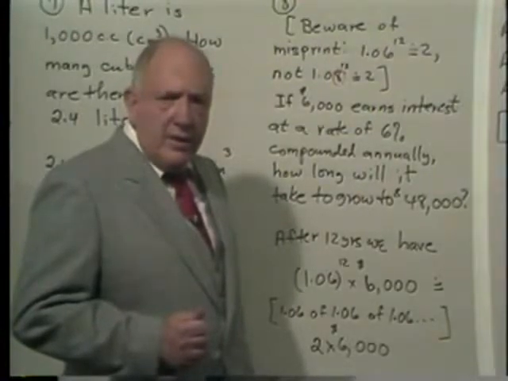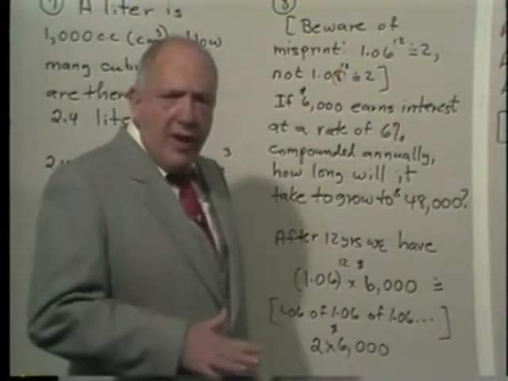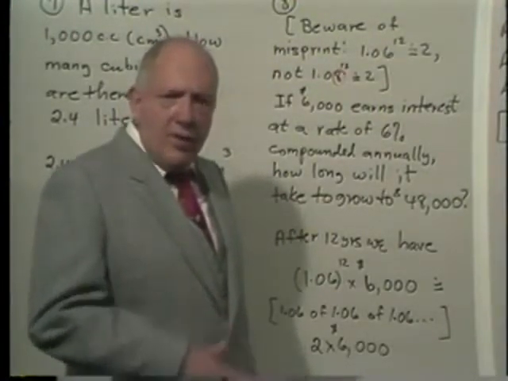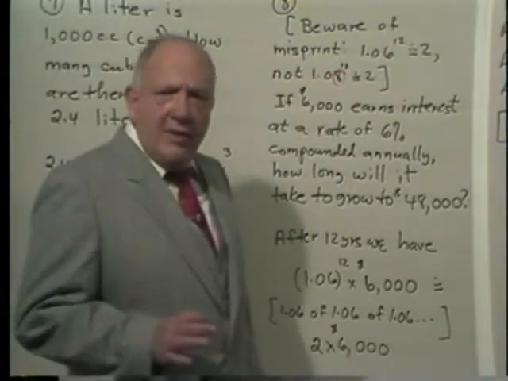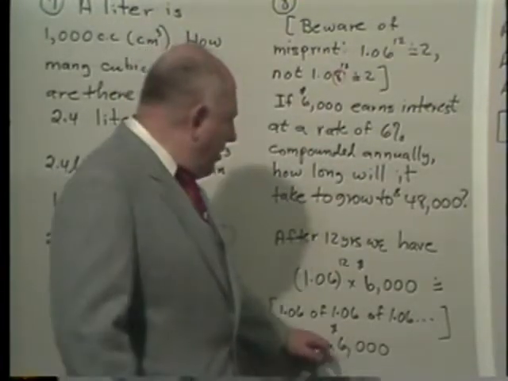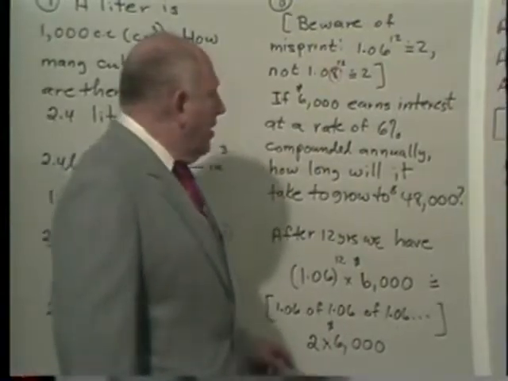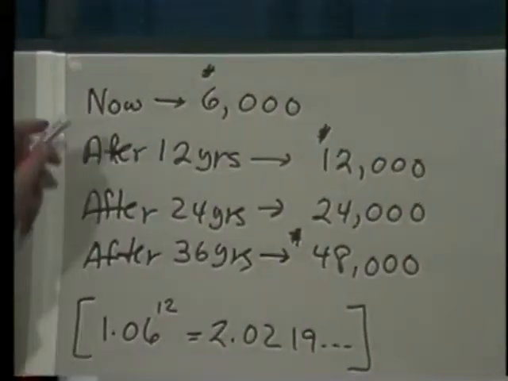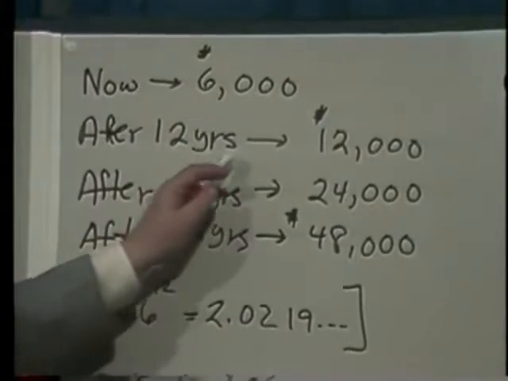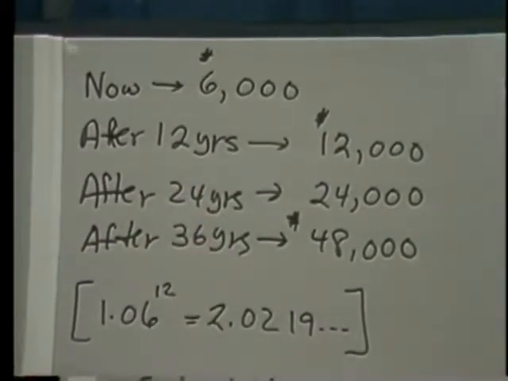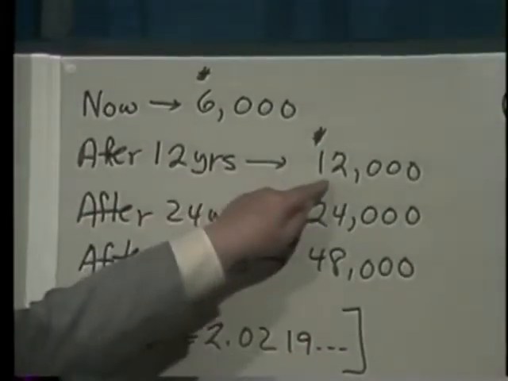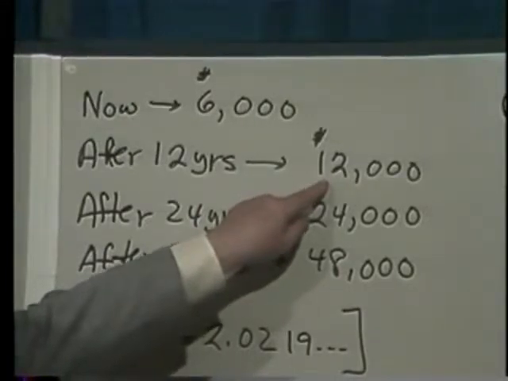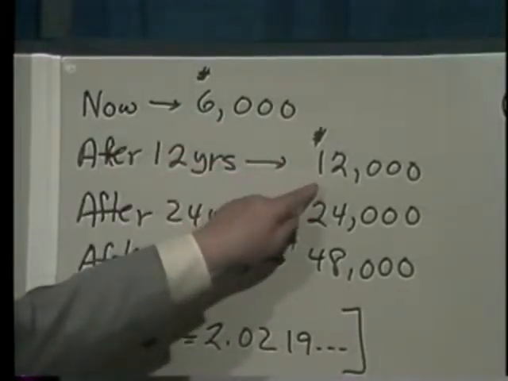That's why the banks sometimes change the rates, because sometimes the economy gets worse, sometimes it gets better. They only guarantee the rates for so long. But suppose this rate was guaranteed. You see, look what happens. You have $6,000 now. After 12 years, you're going to have $12,000. Not because the 12 here goes with the 12 here. That's just a coincidence. It took 12 years for the money to double.